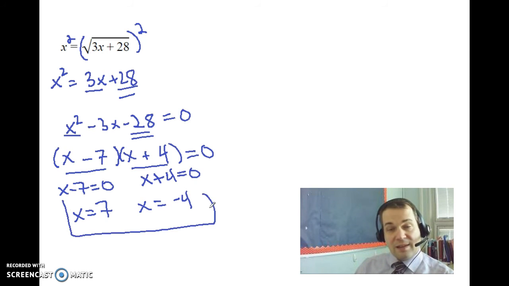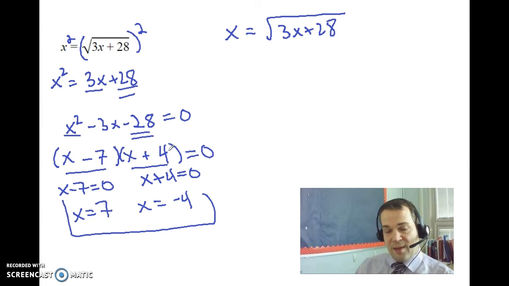These are my two possible answers, but I do need to go back to the original equation of x equals square root of 3x plus 28 with both of these x values and make sure they work. If they don't work, I cross them off. If both cross off, there's no solution. We'll start with the 7.